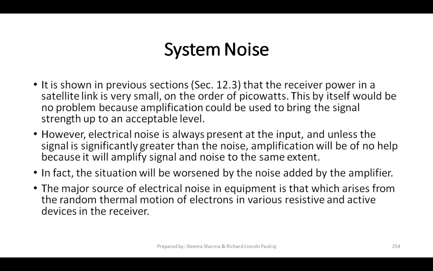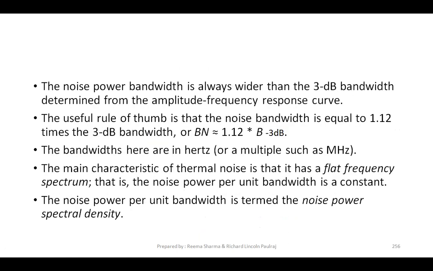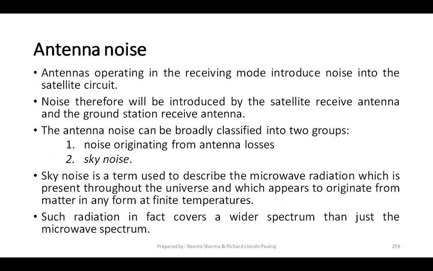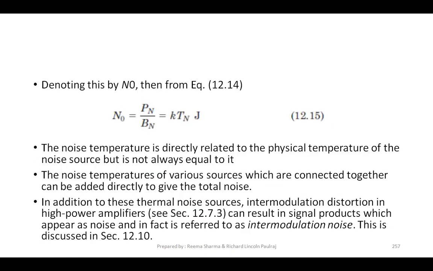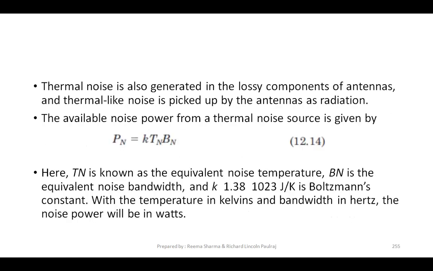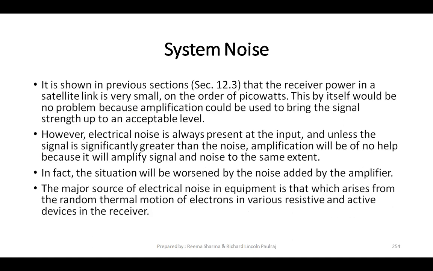So the next important topic that we will be looking into is system noise. This is also a very important topic, where you will be concentrating on what kind of noises there are and their associated formulas. It is shown in the previous sections that the receiver power in a satellite link is very small, on the order of picowatts. This by itself would be no problem because amplification could be used to bring the signal strength up to an acceptable level. So that's why we use amplifiers, right?